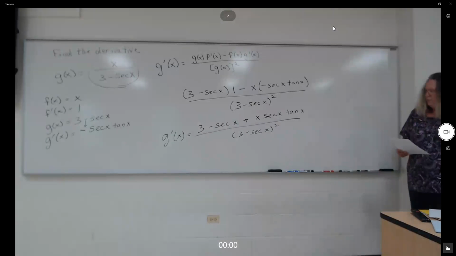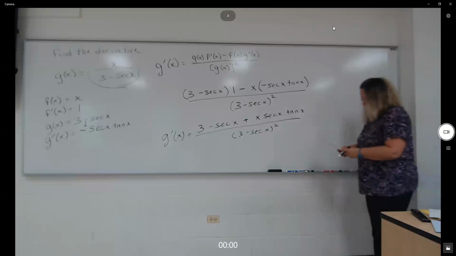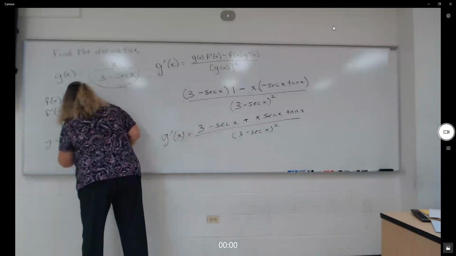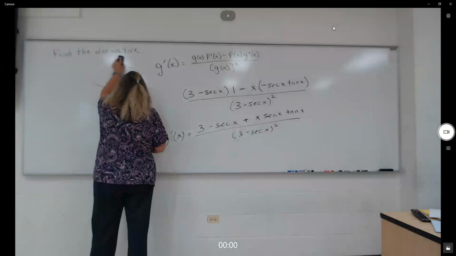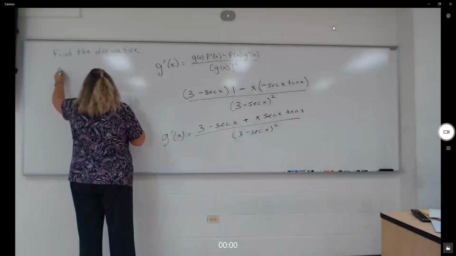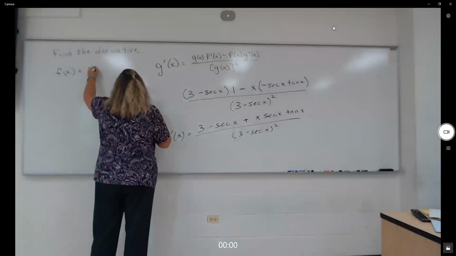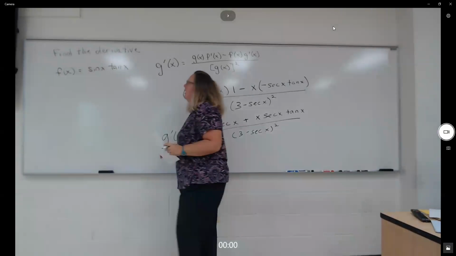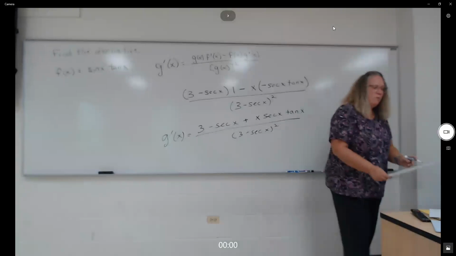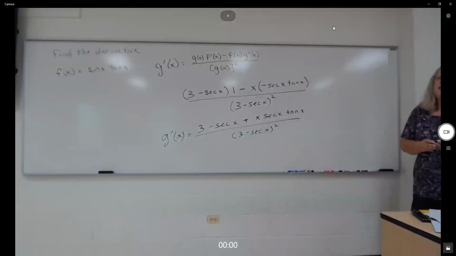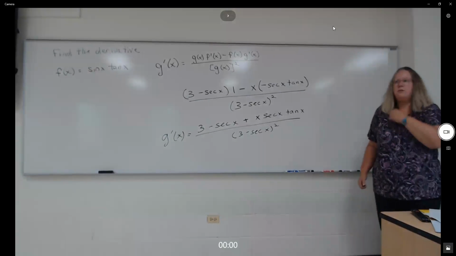All right, how about, okay, let's do this one. Let's do f of x equals sine of x times tangent of x. And they probably won't put like a dot or anything. So if it just says sine of x, tangent of x, that is multiplication.